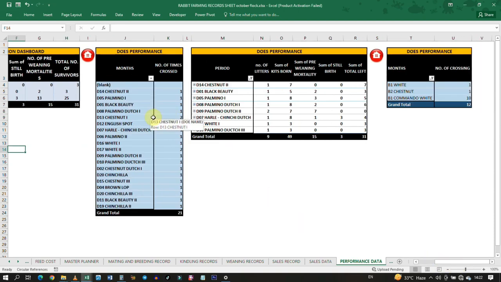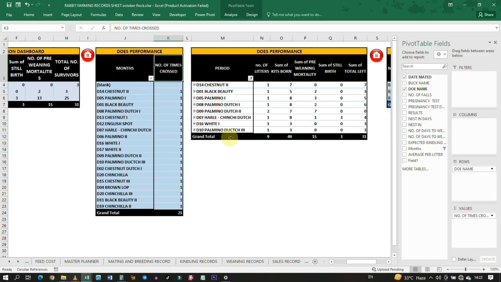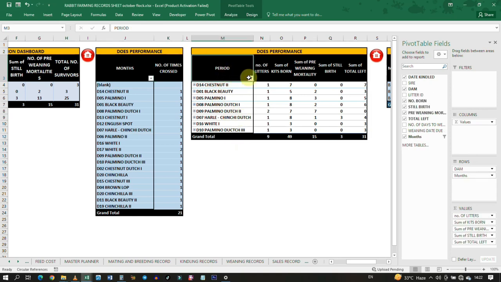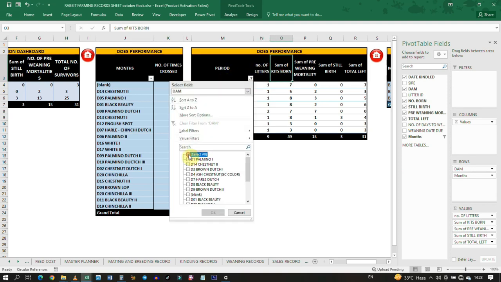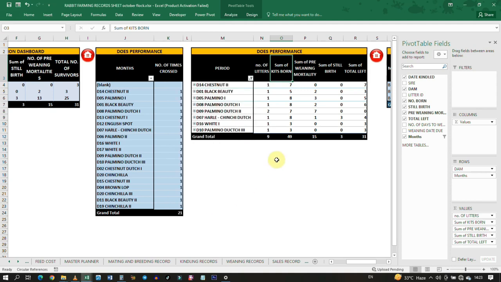Chestnut. Okay, so these are doe performance. Number of times crossed, you have it there. Then doe performance 2, the number of litters for each doe that has given birth. Then blah blah blah. I mean, you should understand. I can't say everything. So number of litters, sum of kids born, total pre-weaning mortalities.